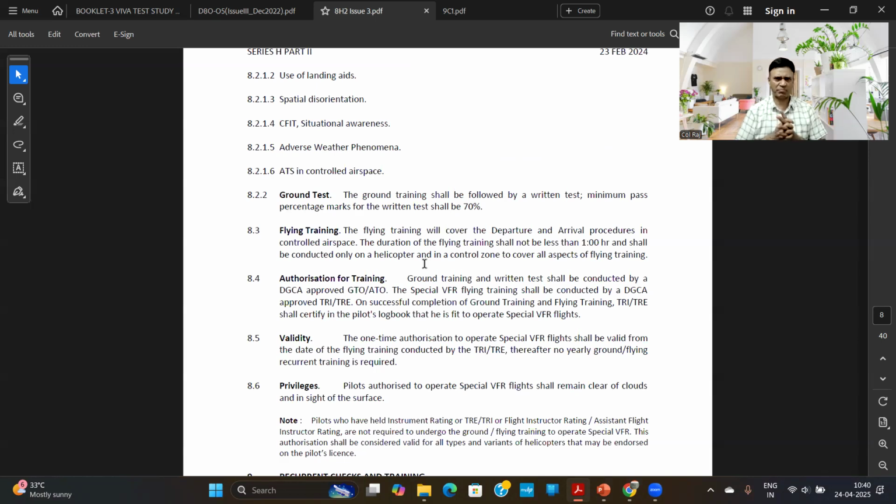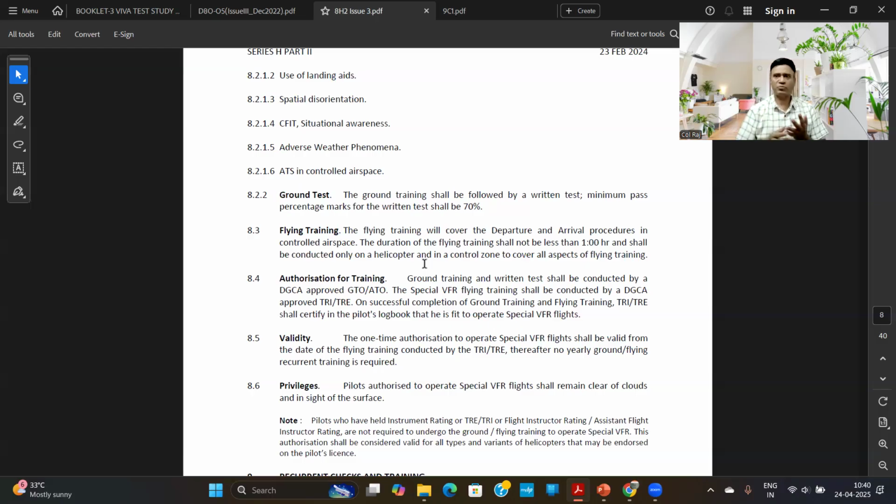And nowadays, it's become much simpler. You should be able to read the ILS chart. You should be able to do it. And if anyone wants any suggestions on how to do it, you can call me. I can guide you. And thereafter, the flying training test is done by the TRI or TRE, type rated instructor, type rated examiner. And after that, they authorize you with a certificate and one stamp on the logbook.